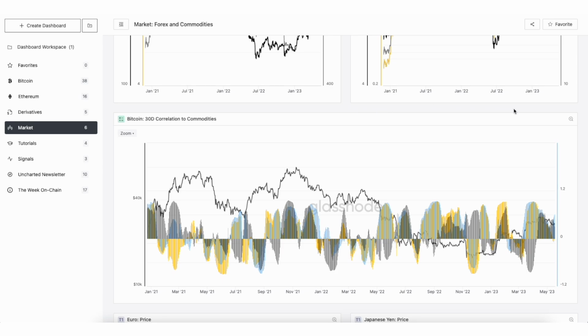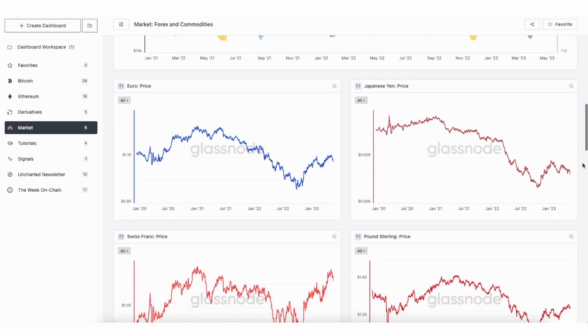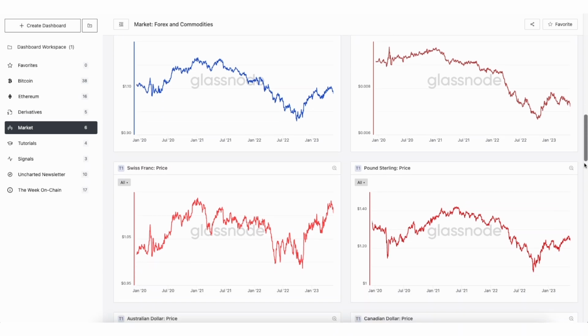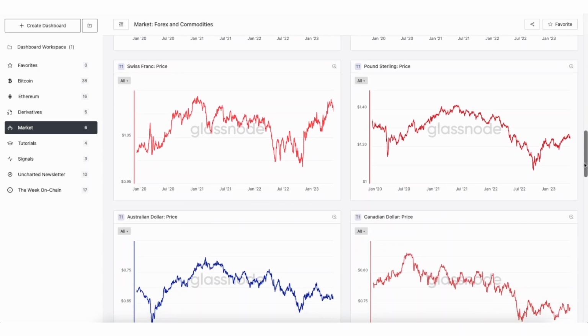And remember, you can always open these charts up in the workbench if you wanted to have a play around and maybe take a closer look at one of these assets in particular. Finally, these charts at the bottom show the relative value of Forex in terms of US dollar. Here, you'll find popular currencies such as the euro, Japanese yen, Swiss franc, pound sterling, among many others.